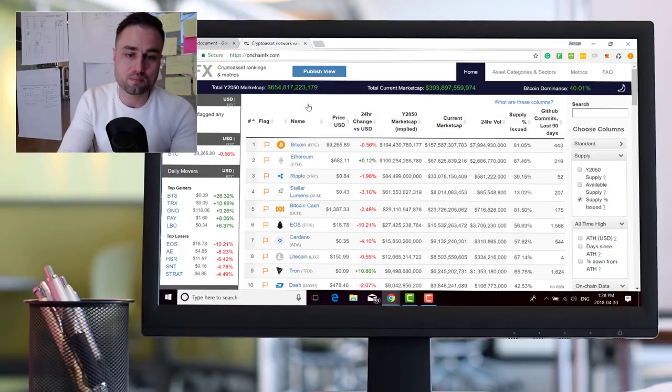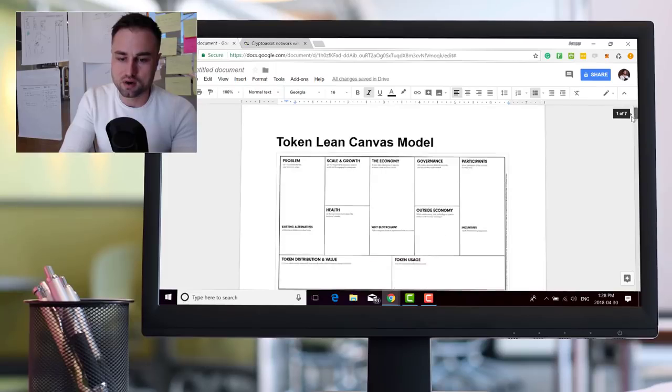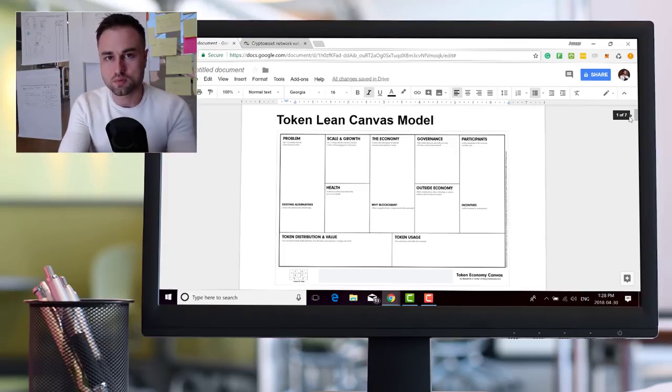Anyways, I hope this helps. Always remember to use the lean canvas model like this: simple, problem, scale, growth, economy, governance. Like I said at the beginning, not all things will apply to all projects, but it's a good template.